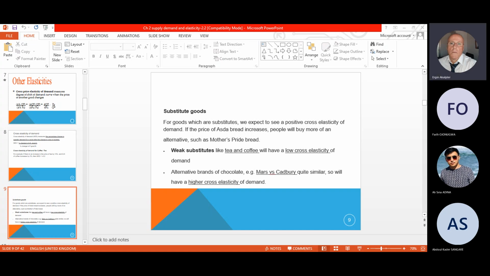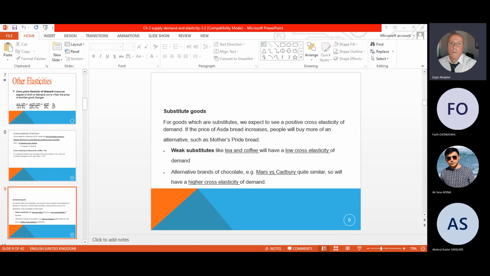Then the coefficient of elasticity is defined as the percentage change in quantity demanded divided by the percentage change in price. Therefore, the quantity change is divided by the price change. As you see, delta Q over Q at t minus 1, divided by delta P over P at t minus 1, which is the initial price. The first step is to find percentage changes.